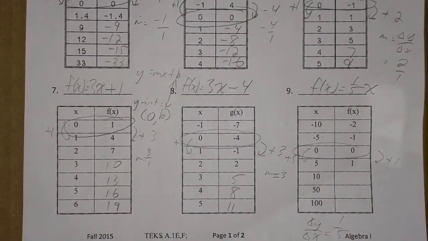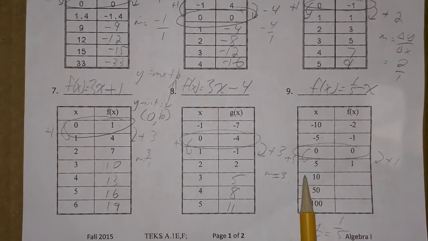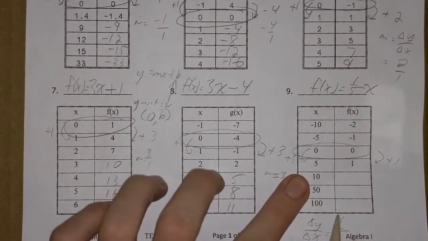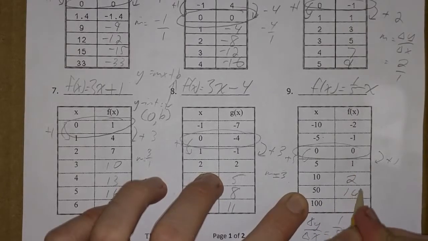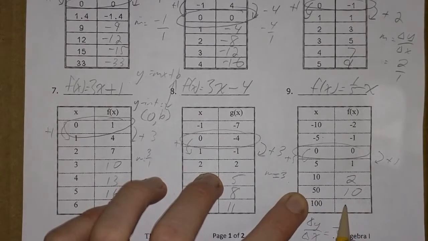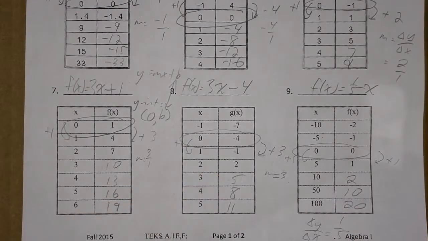Now look at it. Make sure the pattern makes sense. Negative 10, a fifth of that, divided by 5, you get negative 2. A fifth of negative 5, negative 1. A fifth of 0, 0. A fifth of 5 is 1. A fifth of 10 is 2. A fifth of 50 is 10. A fifth of 100 is 20. And there we have it.